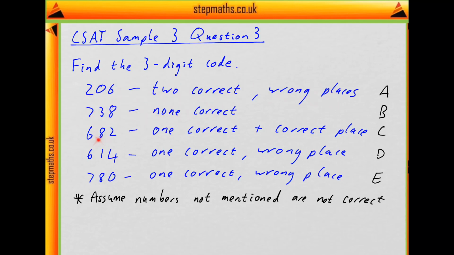In this one, none of them are correct. In this one, one's correct and in the correct place. In this one, one is correct and in the wrong place. In this one, one is correct and again in the wrong place.